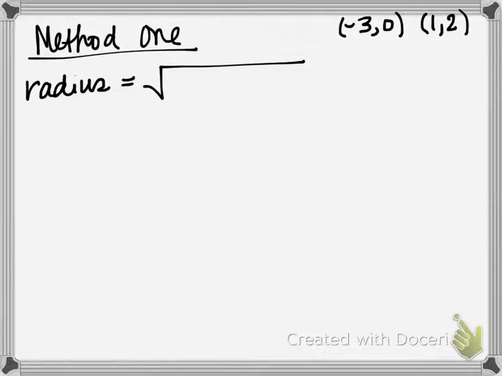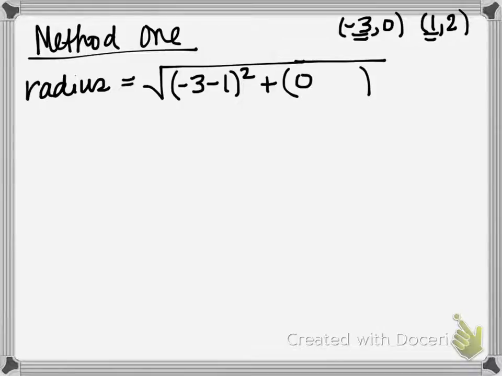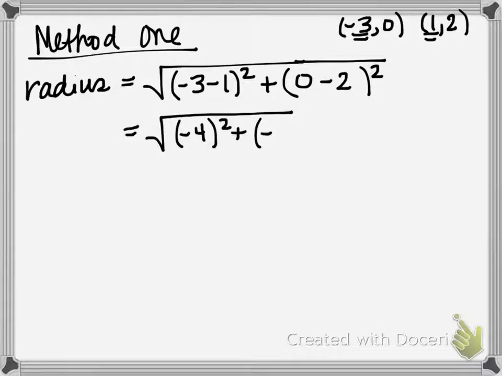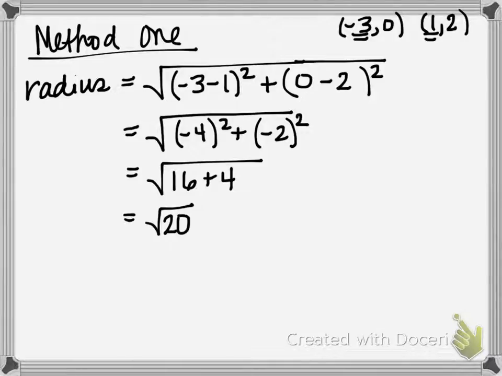We're going to compute the distance between those points using the distance formula. So the distance formula says that we're going to subtract our x values, so that's (-3 - 1)². Plus, we'll subtract our y values, and that would be (0 - 2)². And then we'll simplify, and this will give us our radius. So we'll have (-4)² plus (-2)². That'll be 16 plus 4, which will give us the square root of 20.